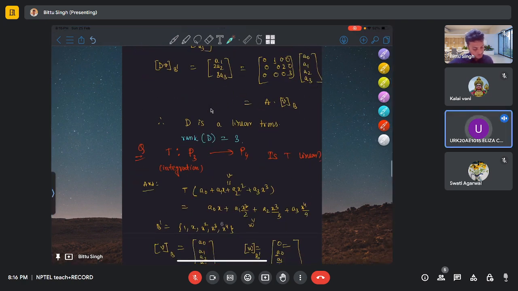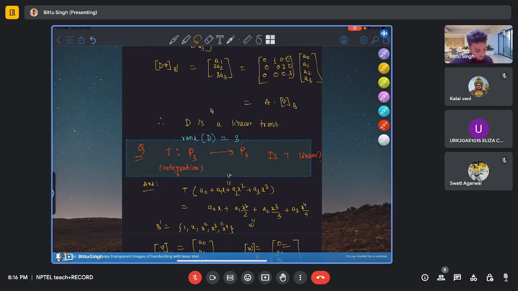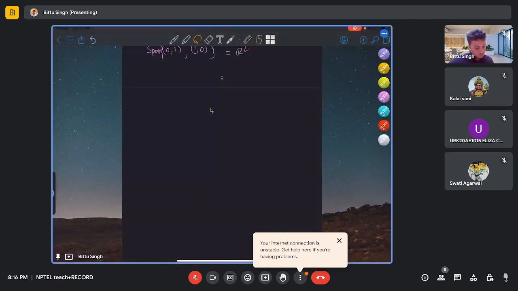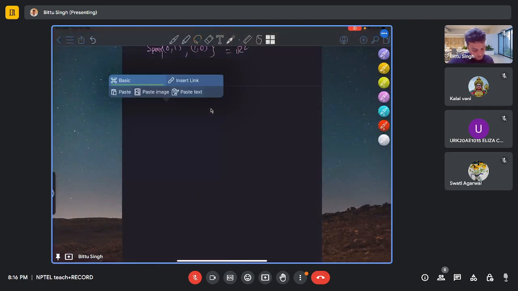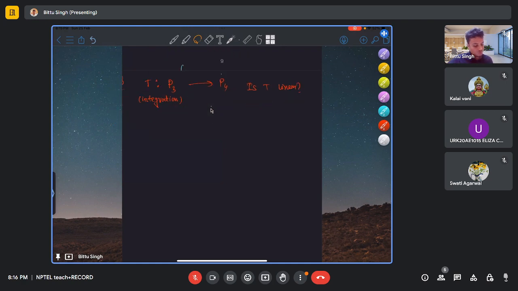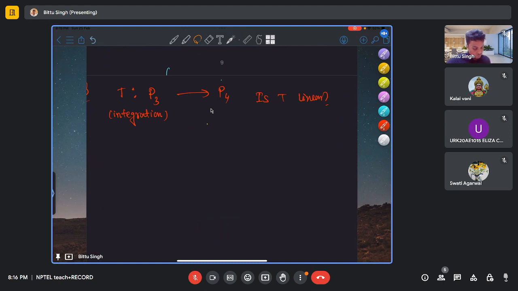The null space may not be the rank. Let us check this example again. So that was the previous question. T is defined by integration.